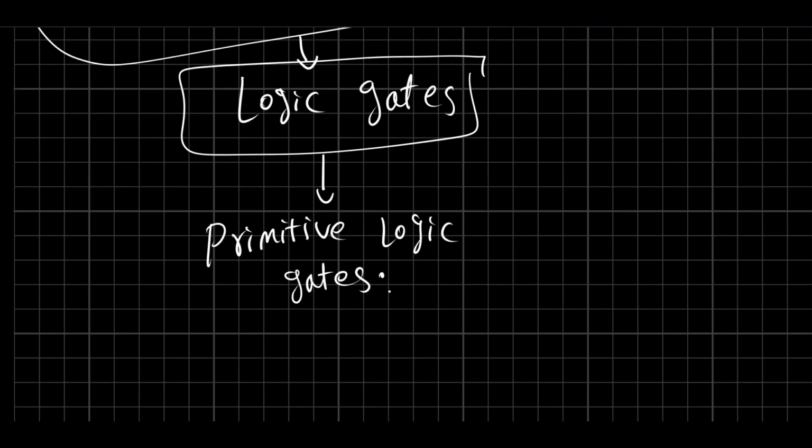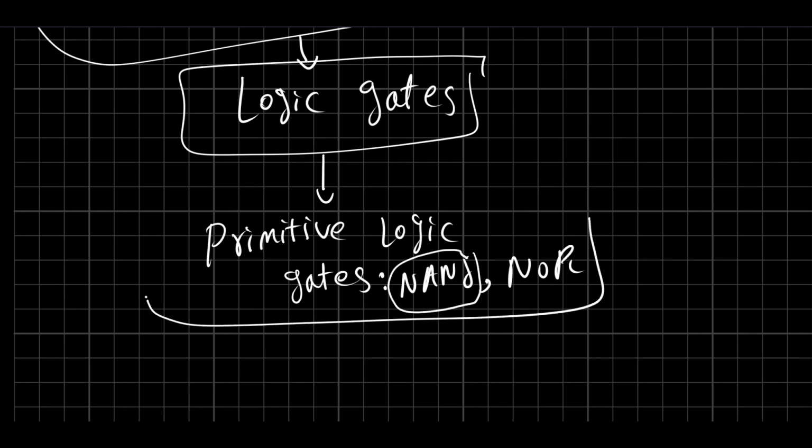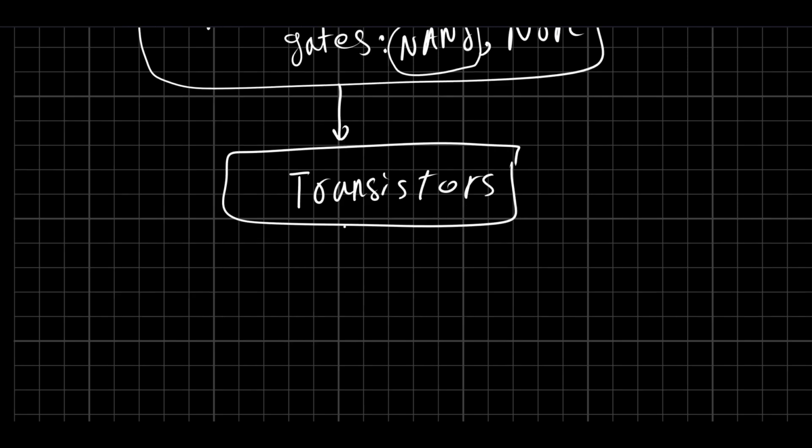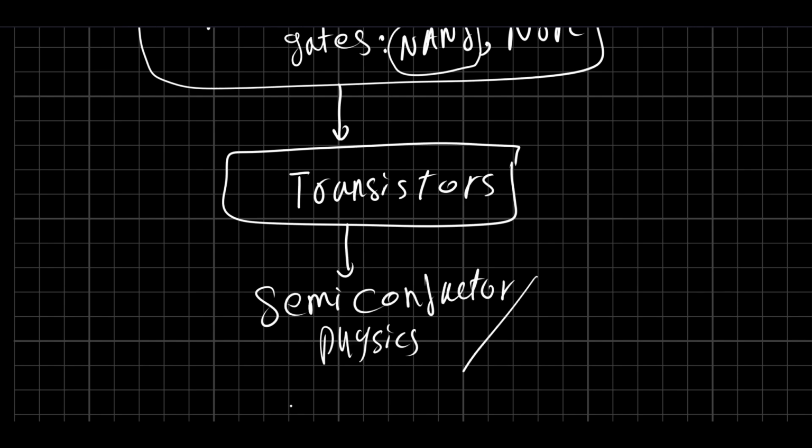An example of primitive logic gates is NAND and NOR. Keep NAND in your mind because we're gonna be using it a lot. And it's the building block of this series. And those primitive logic gates are actually built from transistors. You've definitely heard about transistors before. And those transistors are actually built from... No, we're actually gonna stop here because this is beyond computer science. This enters the field of semiconductor physics and quantum mechanics.